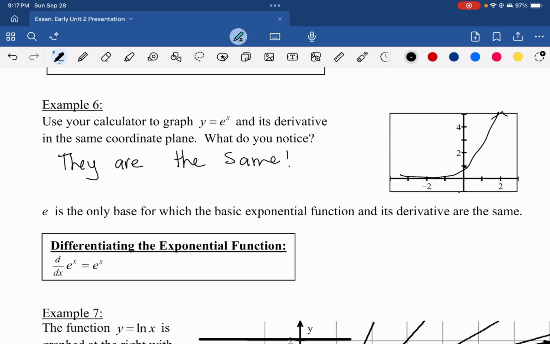Okay, so e is the only base for which the basic exponential function is its own derivative. So the derivative of e to the x equals e to the x. Kind of handy.